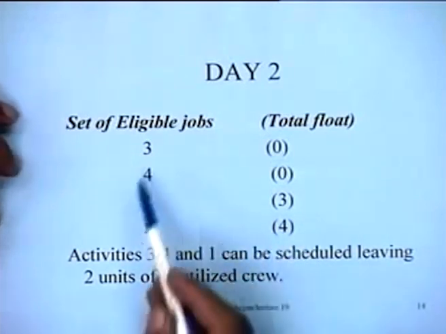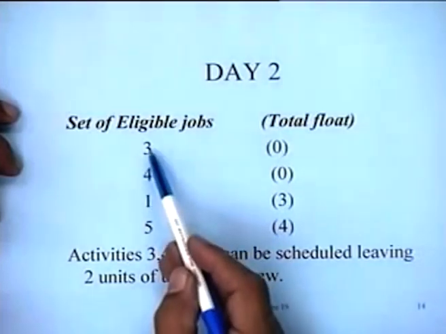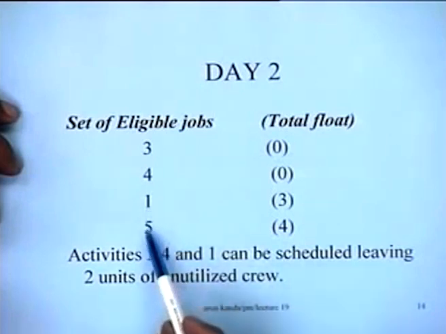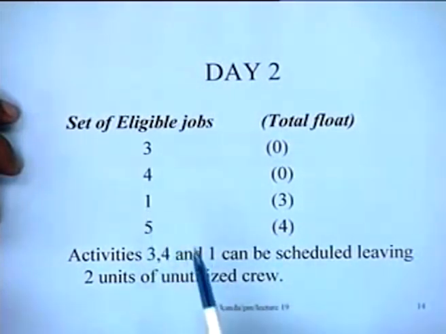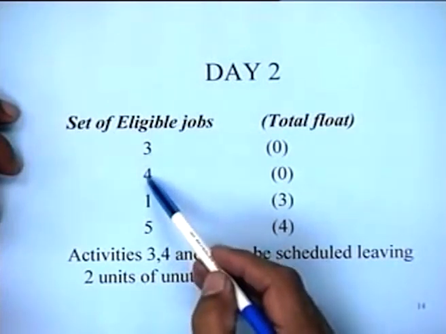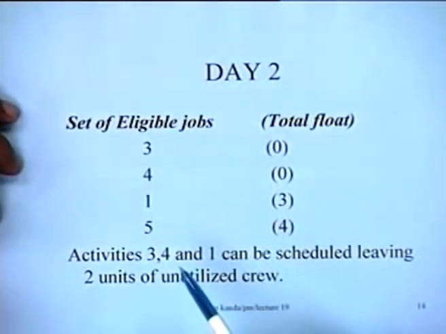Now we have to allocate a total of 10. We'll pick up in this order. So 3 plus 4 is 7, plus 1 is 8, and this cannot be scheduled, right? So what we do is activities 3, 4 and 1 can be scheduled, leaving 2 units of unutilized resource. That means 4 plus 3 is 7, plus 1 is 8 units of resource would be consumed. That is, the crew consumed would be 8 in number, and 2 units of unutilized crew would be left over.